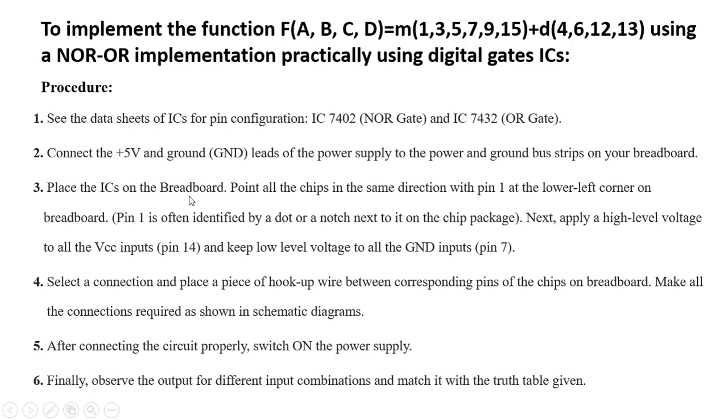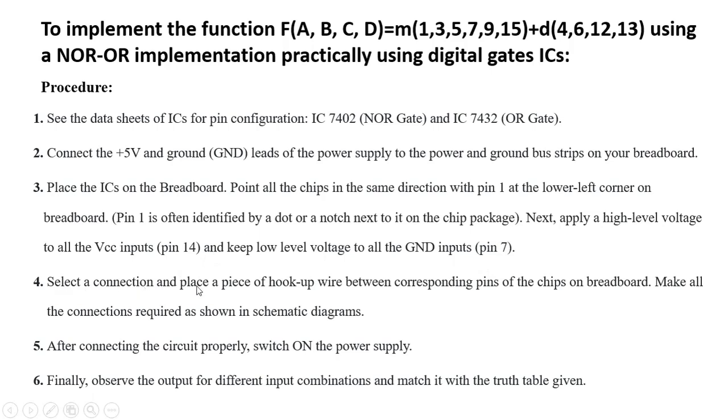Now after that you place the IC on the breadboard. You have to look for the notch and then point all the chips in the same direction with pin 1. You have to keep pin 1 at the lower left corner on the breadboard, and pin 1 is often identified by a dot or notch next to it on the chip package. First and foremost, you have to apply a high voltage VCC to pin 14 of all the ICs and keep low level voltage to all ground inputs, which is pin 7 of all ICs.